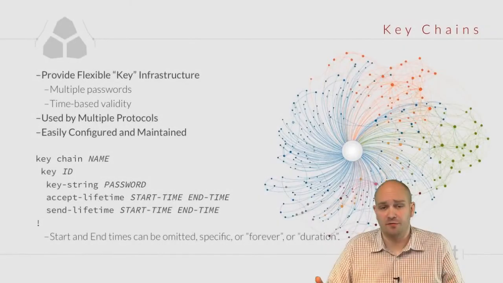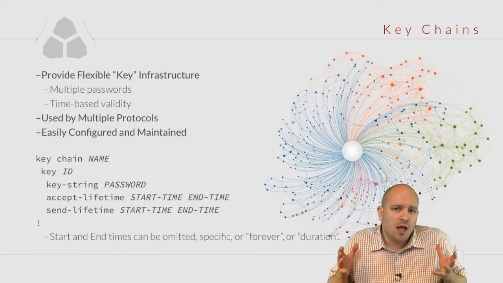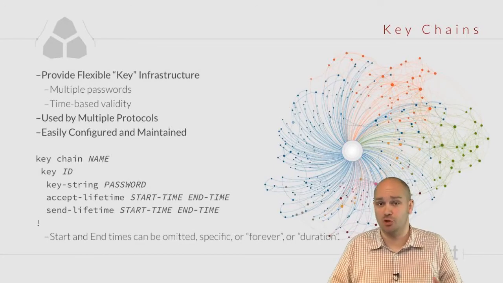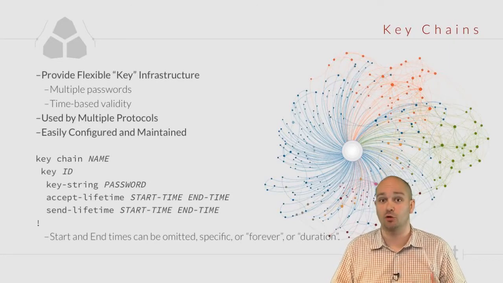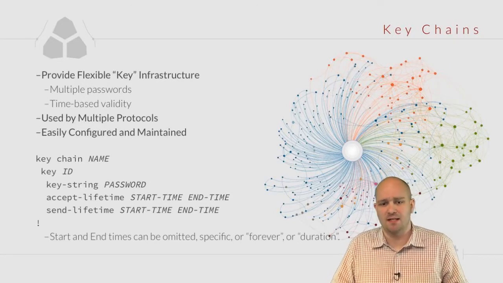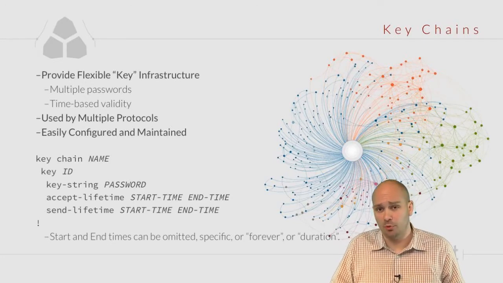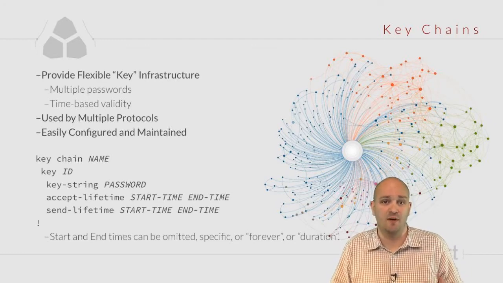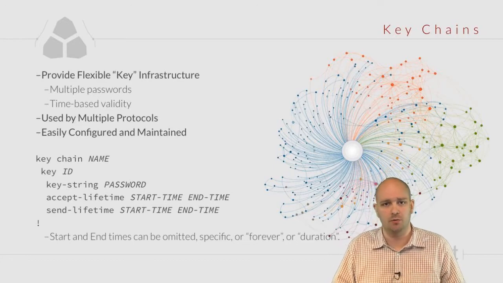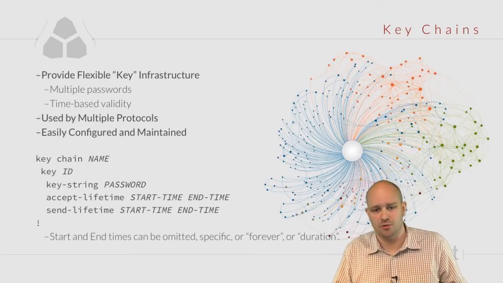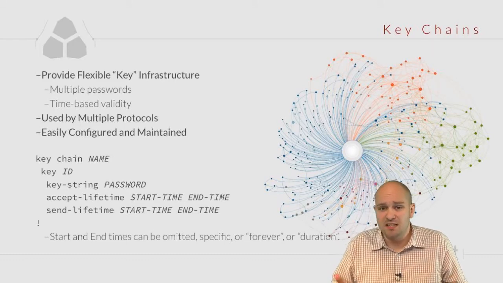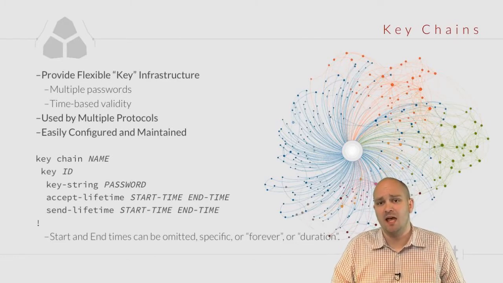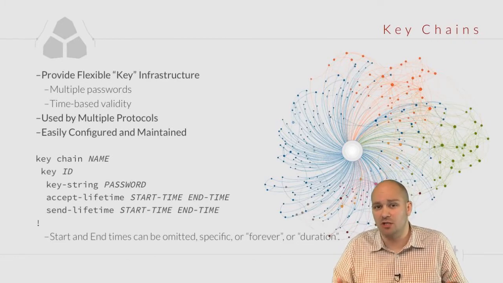So in their simplest form, keychains are an infrastructure to provide us with the possibility to use multiple passwords, to use automatic rekeying or automatic changes of passwords at specific times. Now, much more importantly, the keychain infrastructure can be used by multiple protocols. That means that we can define a keychain and then use it by EIGRP or use it by some other protocol that can use the keychains. Keychains are an easily configured, easily maintained, and much more scalable way than maintaining passwords individually on each individual interface.